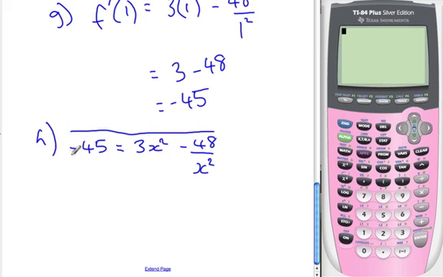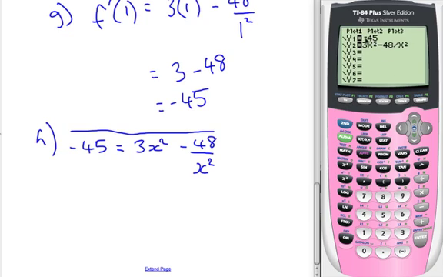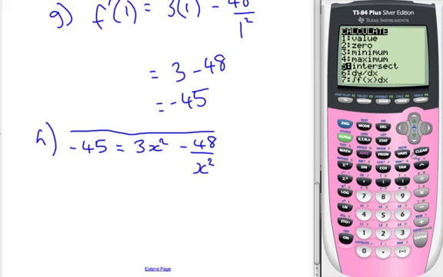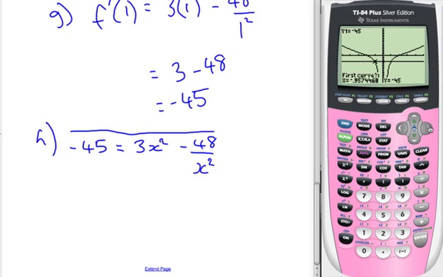Well, I think this is quite tricky to solve. It's not just a normal quadratic. So in my calculator, I'm going to put the left hand side, -45, and I'm going to put the right hand side, 3x squared minus 48 over x squared. I'm just going to find where they intersect. So if I look at my graph now, okay, we've got a funny looking graph, but you can see that there's 2 solutions. So this one should be 1. Let's just see if that's true. So calculate and intersect, just to check.